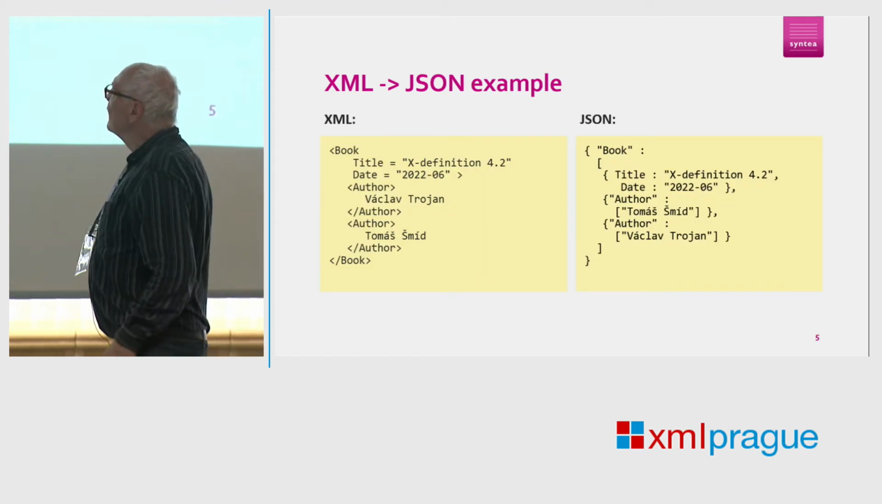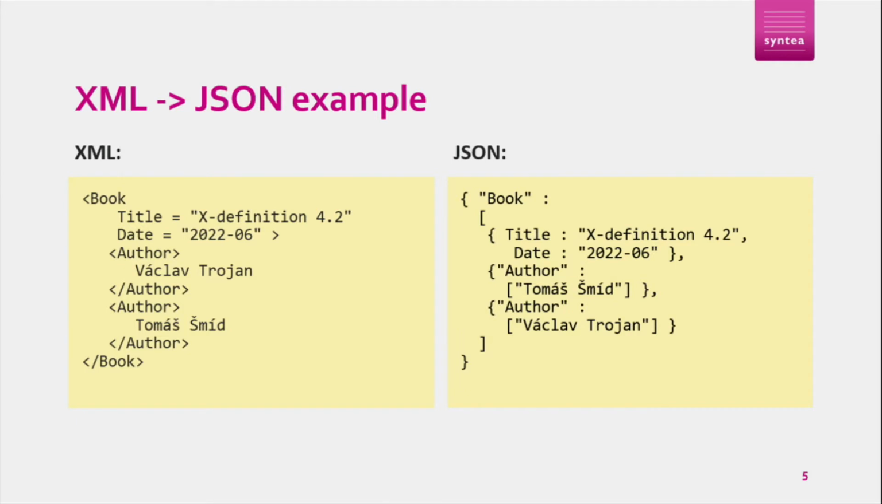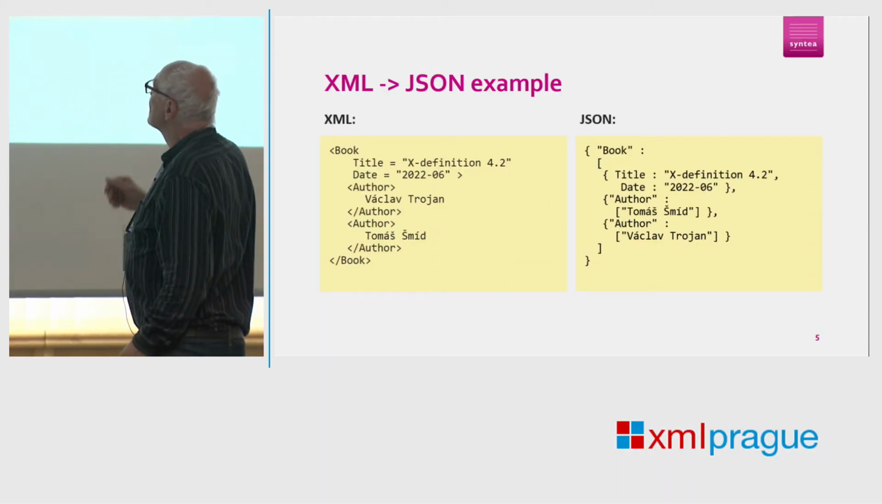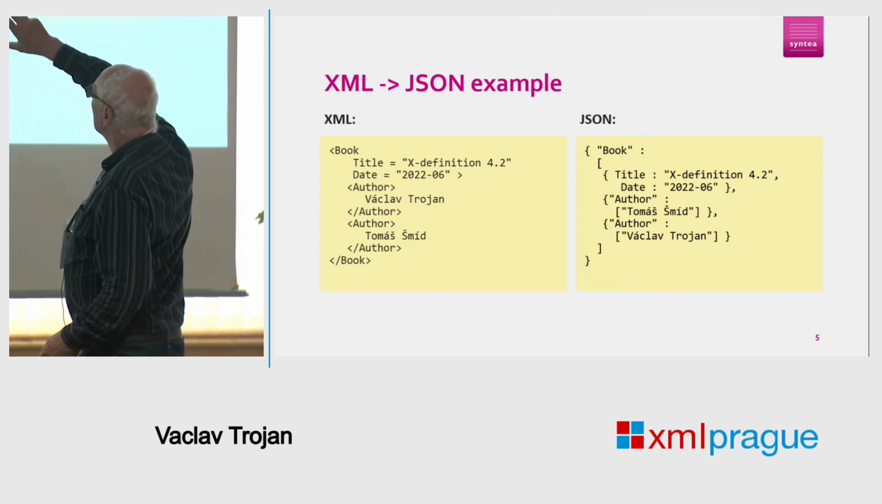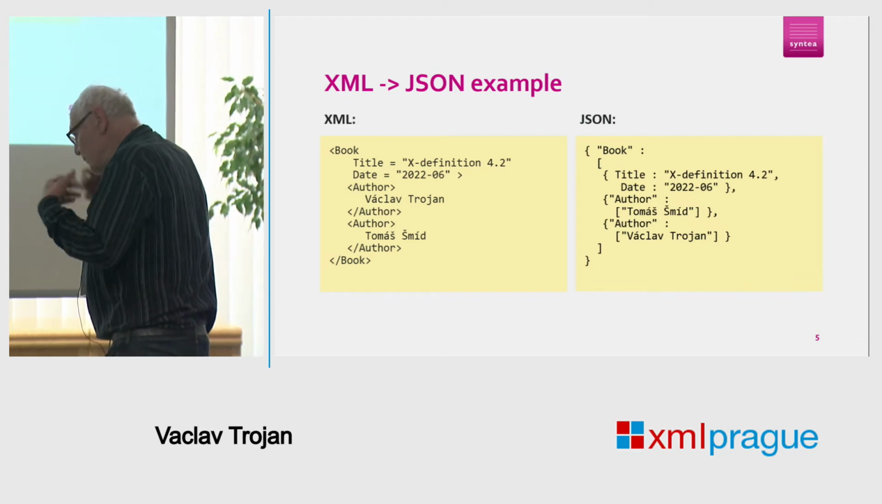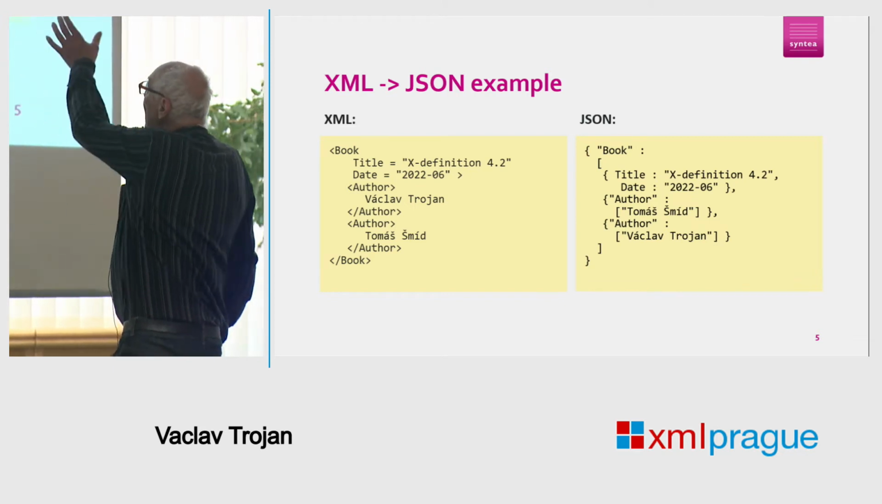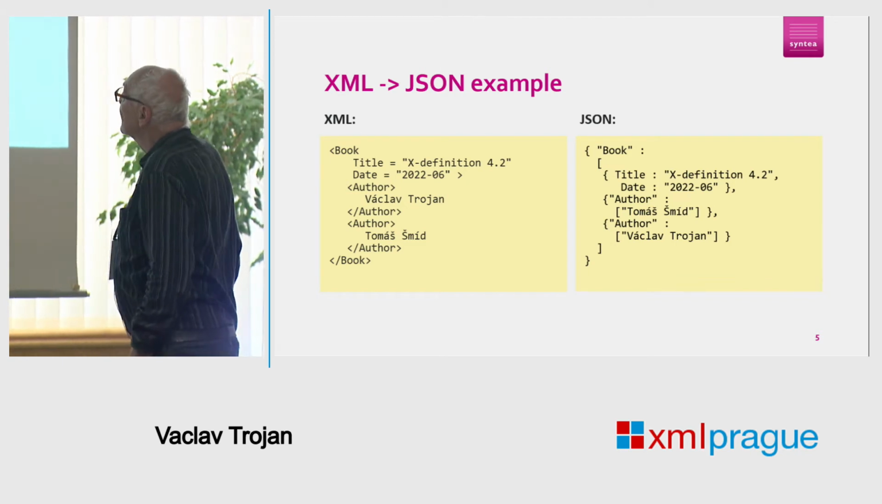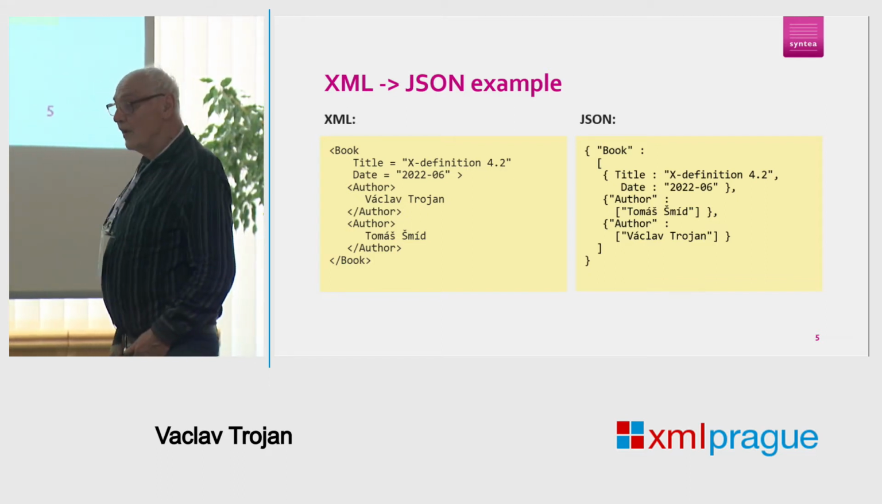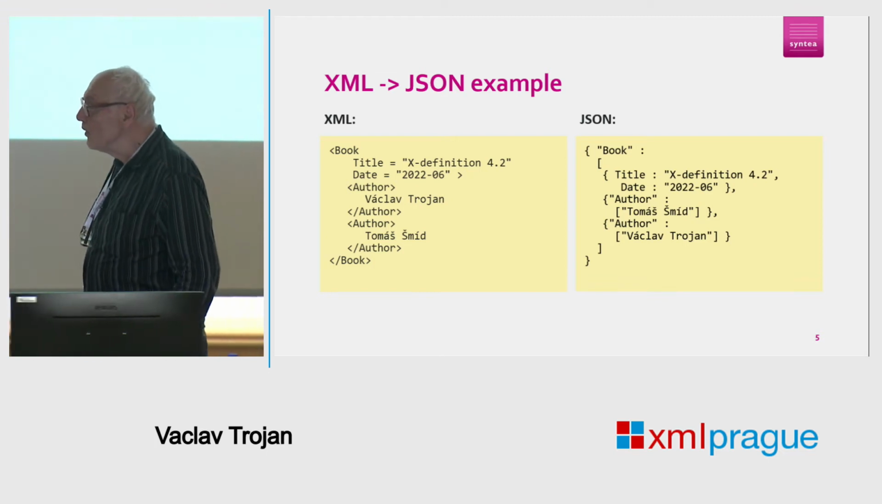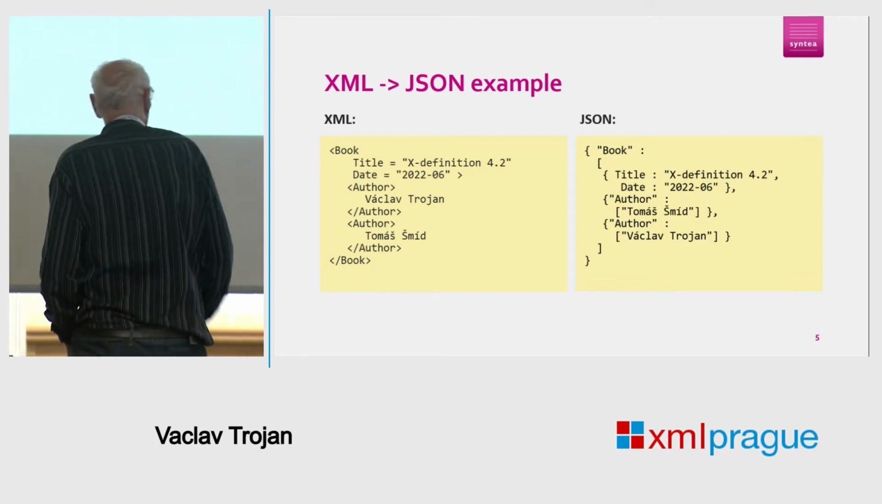So here we have a simple example. Let's have XML describing some book which has title, date, and as you see, it can be more authors than one. So the JSON form will be book. Then the array, it is the named value of array, and there are attributes, title and the date. It is the first item of the array, and follow the elements which are the child elements of this element, author, those both authors.